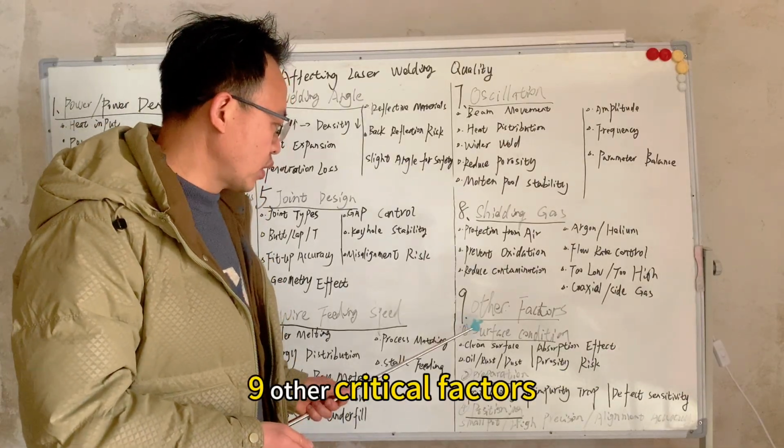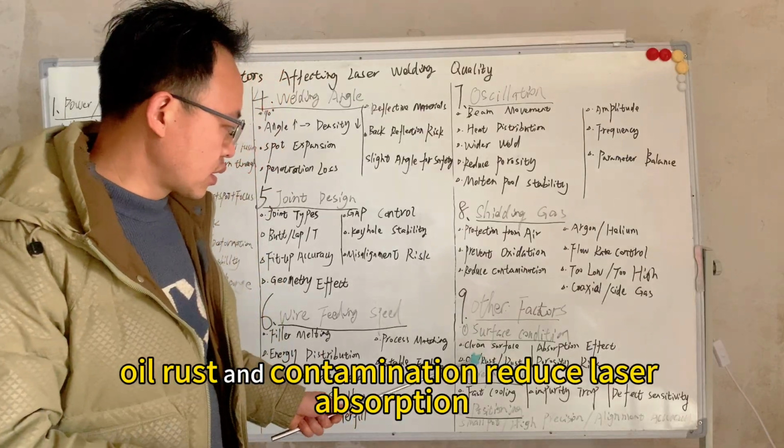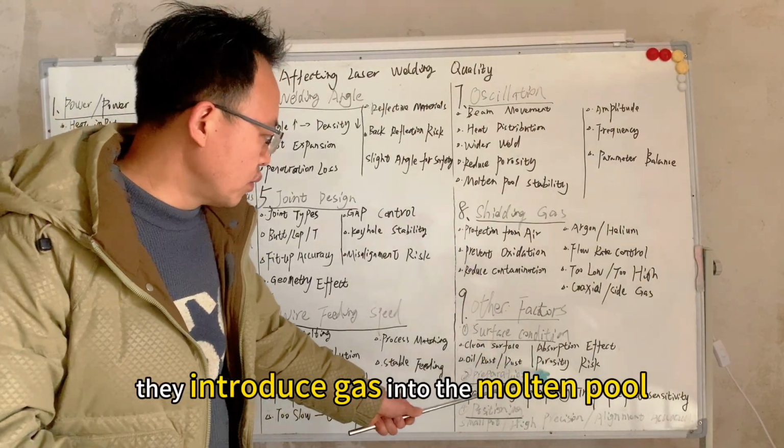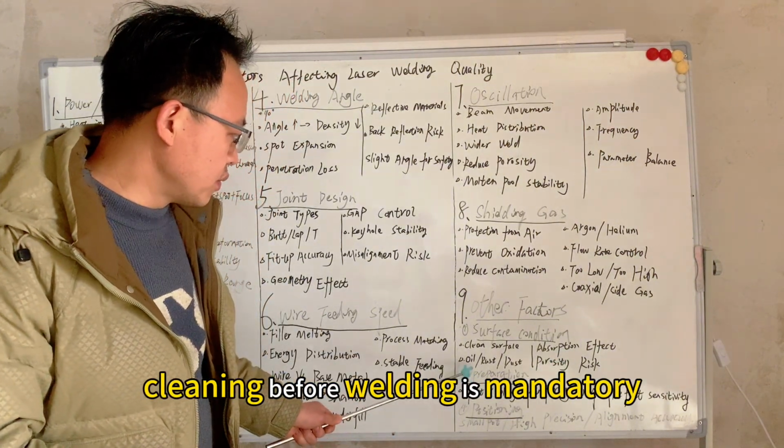9. Other critical factors. Surface condition comes first. Oil, rust, and contamination reduce laser absorption. They introduce gas into the molten pool. This creates porosity and cracks. Cleaning before welding is mandatory.